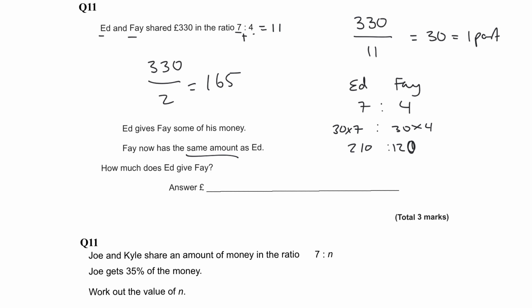In order to work out how much Ed should give Faye to reach that amount of money, there's two ways you could work it out. You could either do 210, which is how much Ed has, minus 165, or you can do 165 minus 120 that Faye has. And that should leave you with 45. So we know that Ed is going to give Faye £45, so they have the same amount of money.